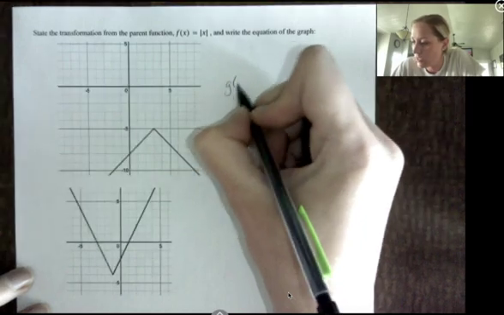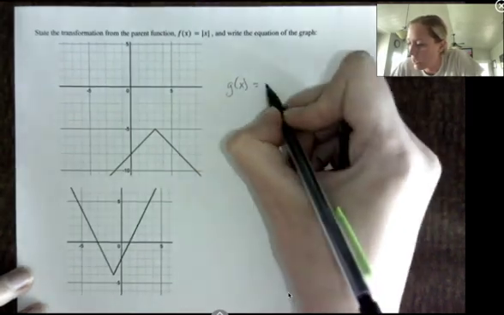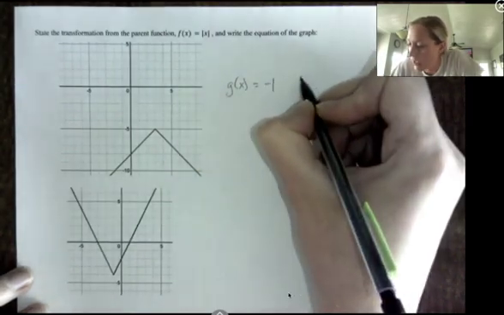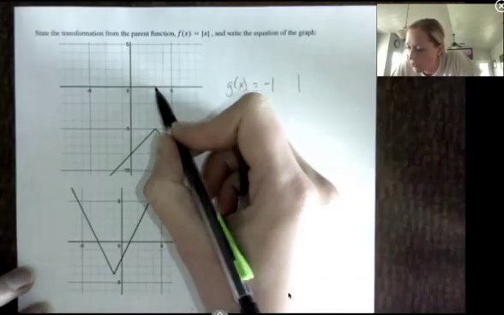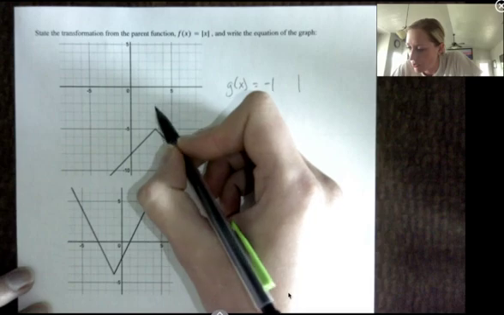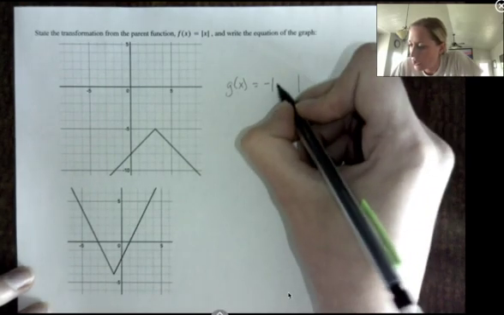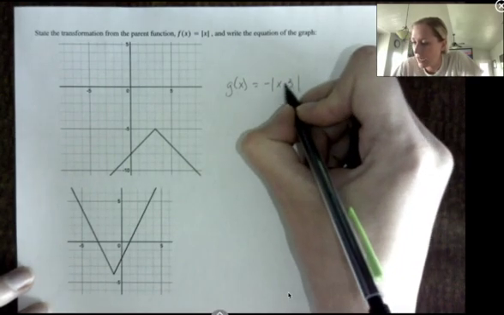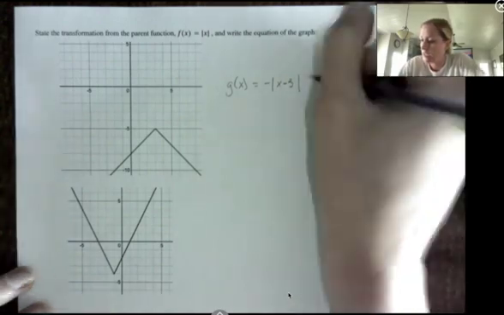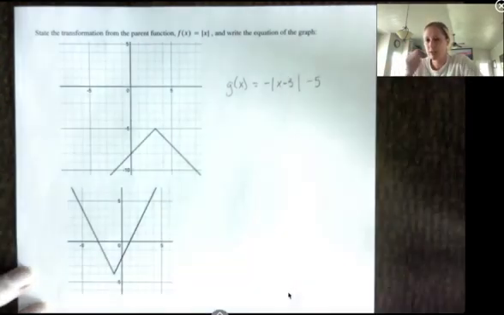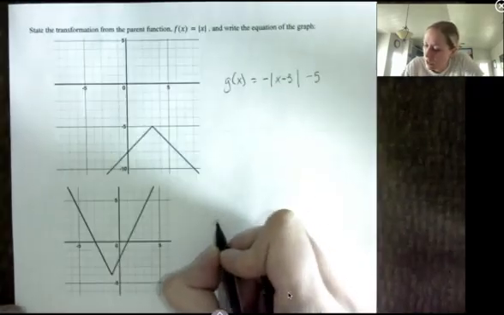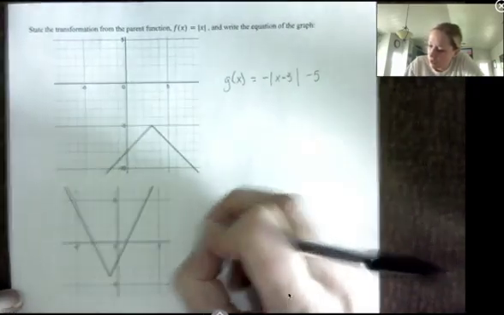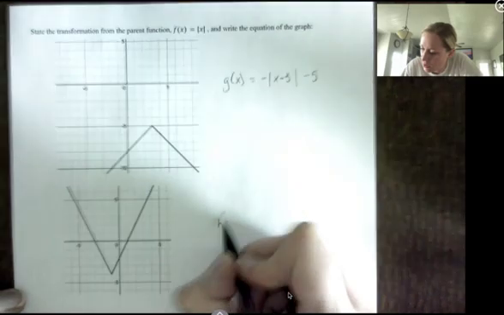I'm going to use g of x since it's a different function, so I know I need a negative out front. Okay, it has moved from 0, it's moved right 3 and down 1, 2, 3, 4, 5. So right 3 means I need to subtract 3 in the grouping symbol, down 5, subtract 5 outside the grouping symbol. Okay, this one, I'll use a different function again here too. Let's call this one h of x.